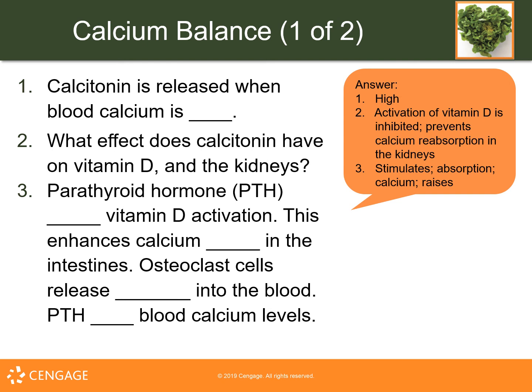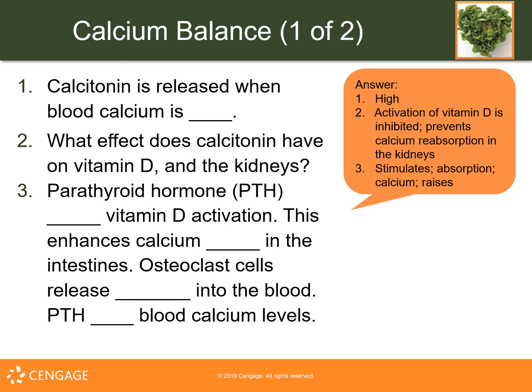What effect does calcitonin have on vitamin D in the kidneys? And it's the following: the activation of vitamin D is inhibited. It prevents calcium reabsorption in the kidneys. So there's a way that your body has mechanisms and feedback in order to regulate things, and calcitonin is one when it comes to calcium, when it's too high.